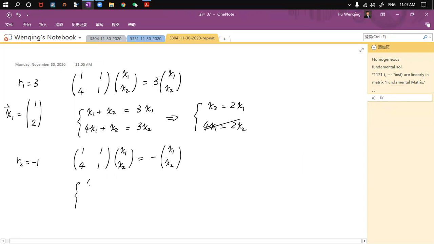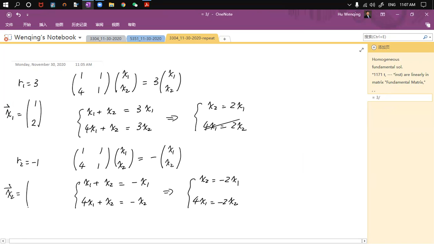So that's going to tell you that x1 plus x2 is equal to minus x1, and 4 times x1 plus x2 is equal to minus x2. So that's going to give you x2 is equal to minus 2 times x1, and 4 times x1 is minus 2 times x2. So the second eigenvector is also found. It's equal to (1, minus 2). So that's the first and second eigenvectors.